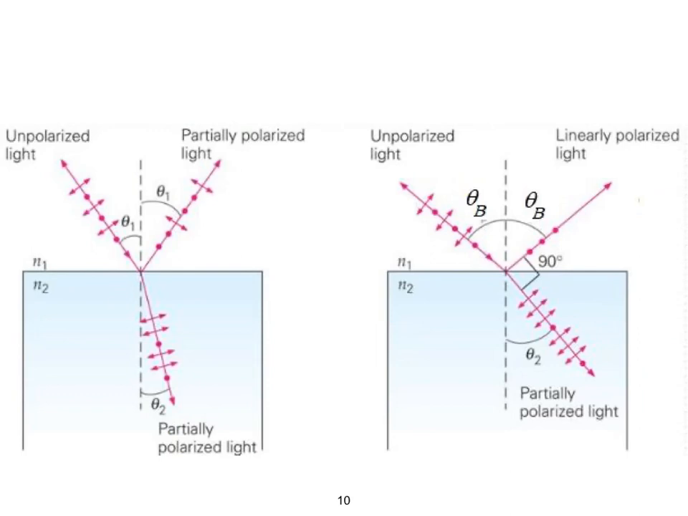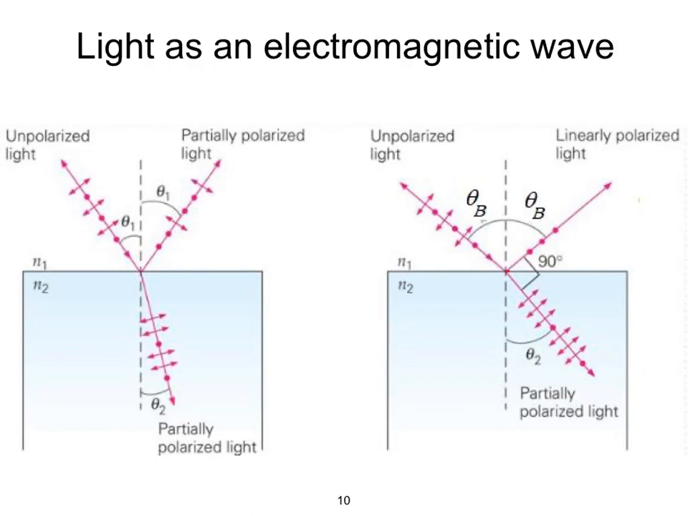If light is incident on a boundary at a very steep angle, meaning at a small angle of incidence, both the reflected and the refracted light are only partially polarized. However, when the angle between the reflected and refracted light is equal to 90 degrees, the reflected light will be completely polarized in the direction that is parallel to the surface. This is called linear polarization.